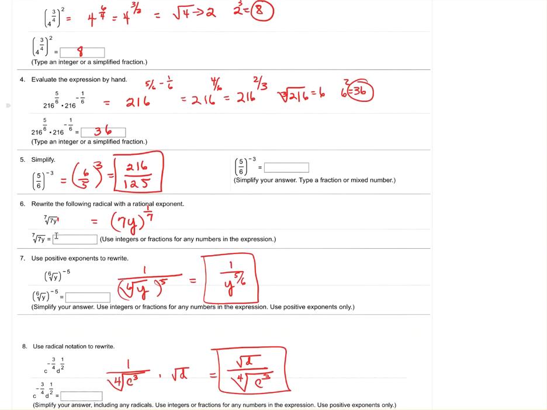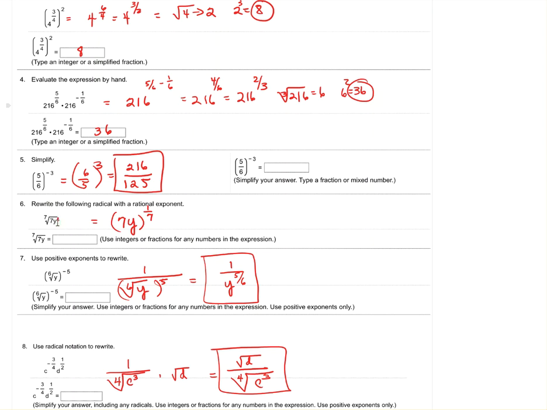All right, number 5. 5/6 to the -3. When you have a fraction to a negative exponent, you can flip the fraction, and then the exponent is positive. So that's 6/5 cubed. So you can cube 6, get 216, and cube 5, you get 125. So there's that answer.